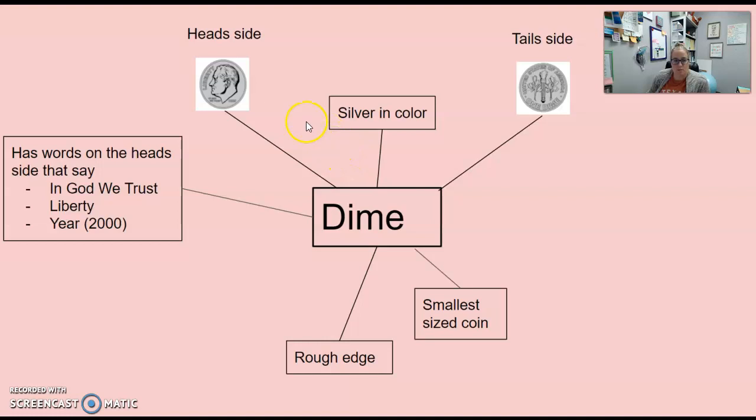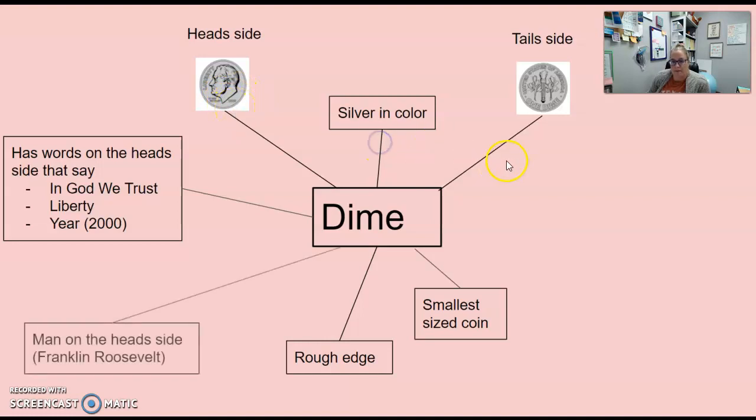It also has words on it. We talked about that a little bit. So it says, in God we trust, right here in little bitty print. It has the word liberty right here. And it also has the year that it was made. And then on the head side, this man is also one of our presidents. His name is Franklin Roosevelt. So he was one of our presidents.